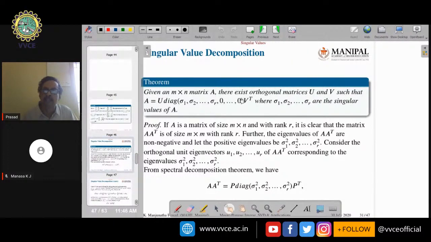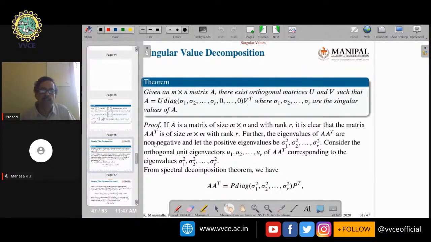For an M by N matrix A, there exist orthogonal matrices U and V such that A is U times the diagonal sigma 1, sigma 2, sigma r, and the rest are zeros, times V transpose. Okay, this need not be a square matrix. This is a rectangular matrix. Even for a rectangular matrix which is not square, we can discuss diagonal entries. So on the diagonal you have these entries, rest are zeros, where sigma 1, sigma 2, sigma r are singular values of A.